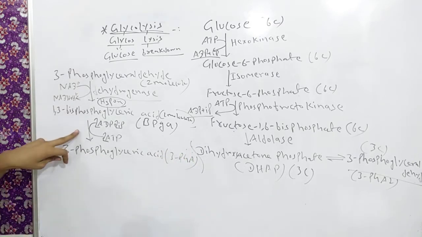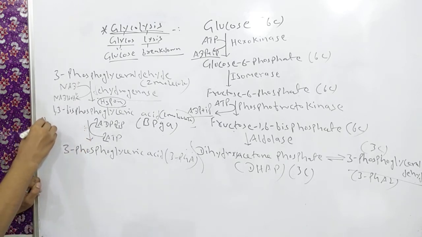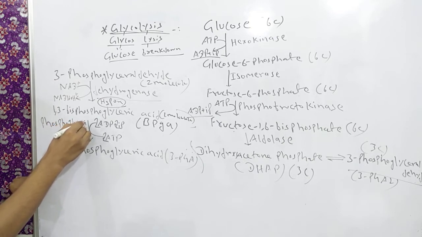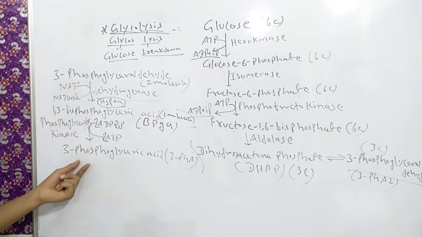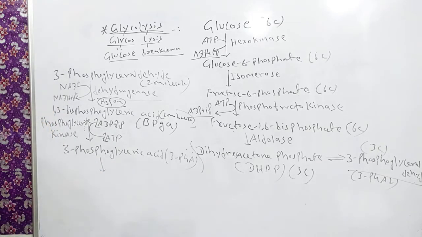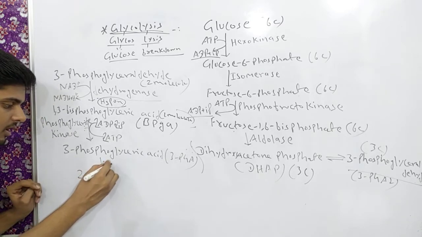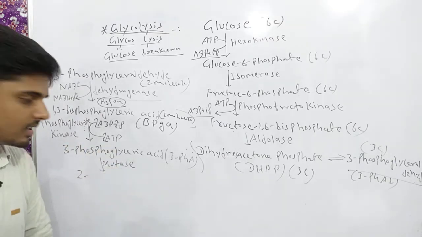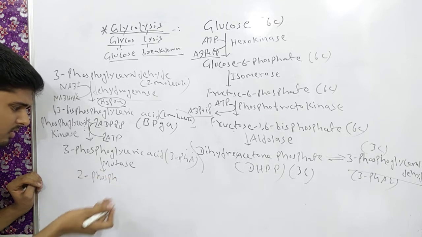Now what happens? This 3-PGA, and which enzyme is working here? Here the enzyme which is working is phosphoglycerate kinase. Okay. Now this 3-phosphoglyceric acid gets converted into 2-phosphoglyceric acid. Means what is happening here? Mutation is occurring. That's why the enzyme which is working here is mutase, and it is converting 3-phosphoglyceric acid into 2-phosphoglyceric acid. Nothing else is happening, it is just a mutation.